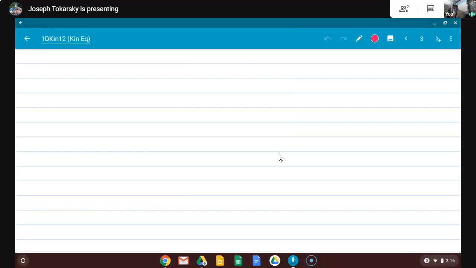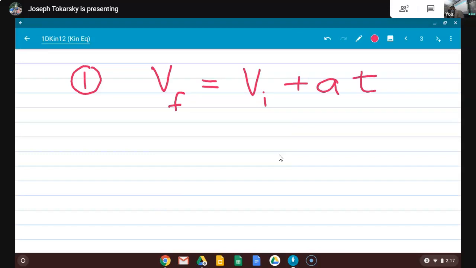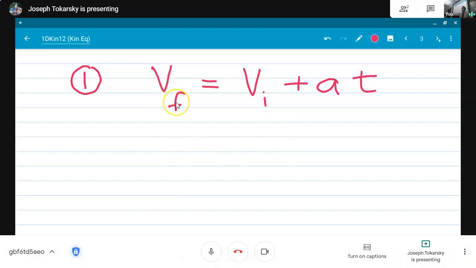So I'm going to start with equation 1. Now we're going to remember what these variables mean. Many of them we've seen before. So equation 1 looks like this: Vf equals Vi plus at. Now, directly, this one's only useful in this form if we're solving for final velocity.